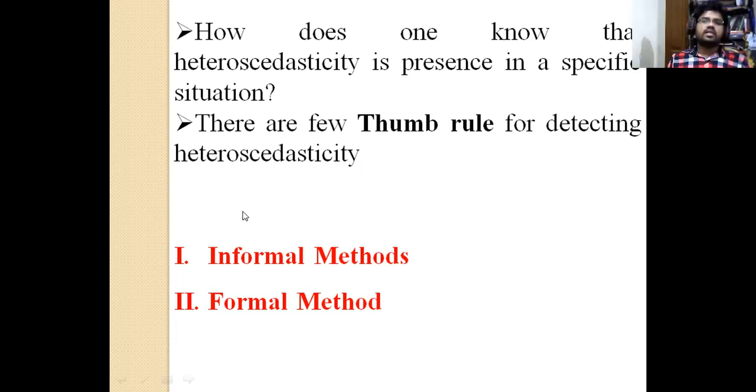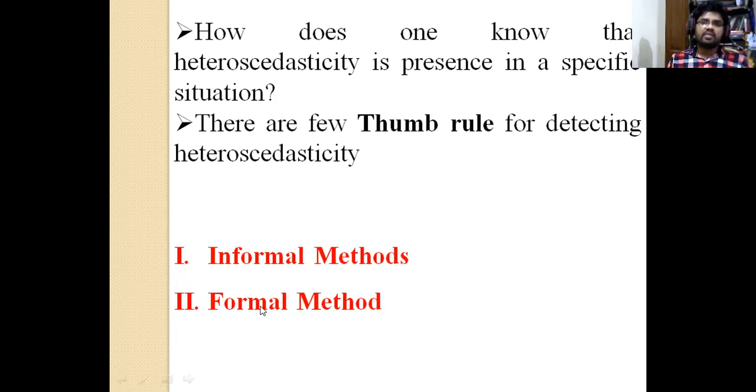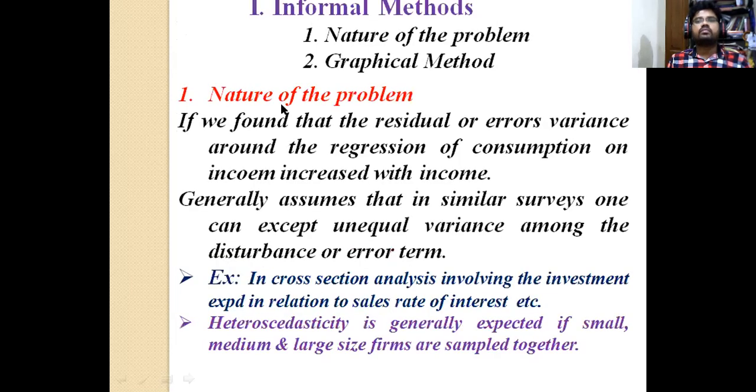Okay. Then see, there are two types of methods to detect heteroscedasticity. The first one is the informal method, and the second is the formal method. What is the formal method? What is the informal method? We will come to know that. In the informal method, there are two types of methods. The first one is the nature of the problem, and the second one is the graphical method.